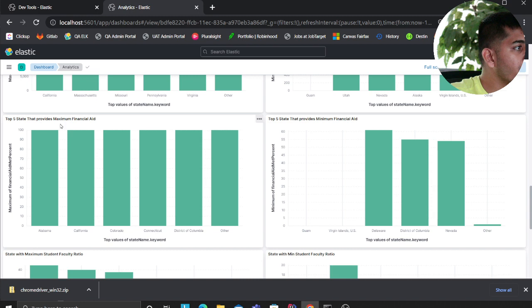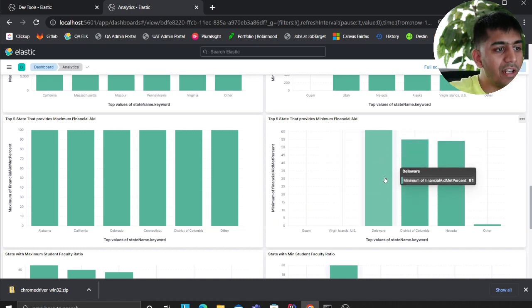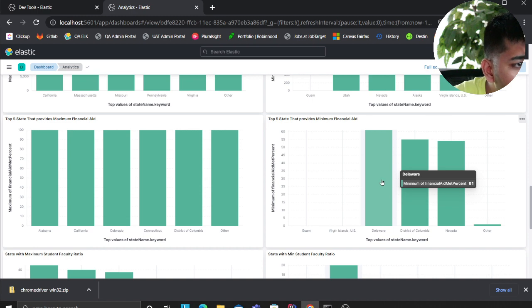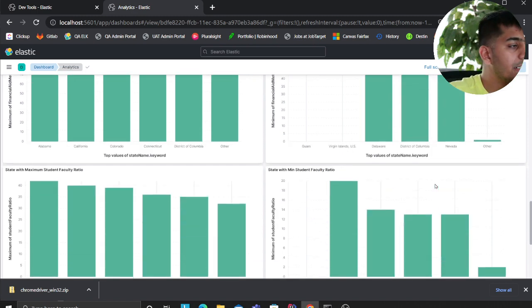Top five states that provide maximum financial aid. When coming here, I want to see which state provides the maximum financial aid. I can see Alabama, California, Colorado, and Connecticut are the maximum. The states that provide minimum financial aid are Delaware, District of Columbia, and Nevada. So amazing.